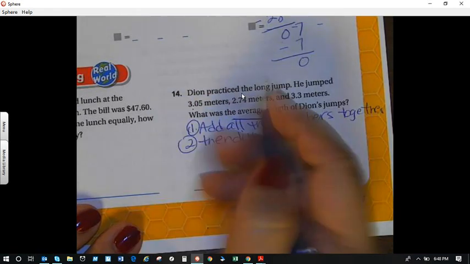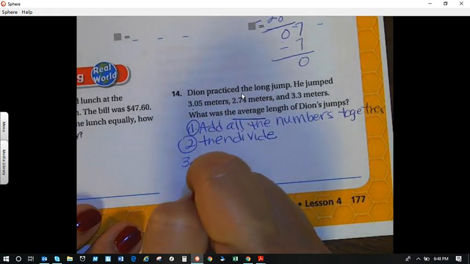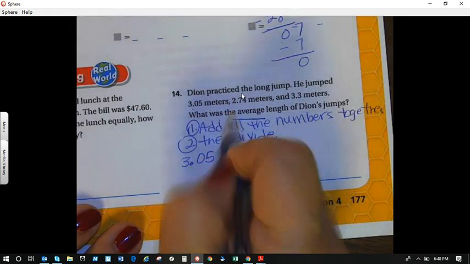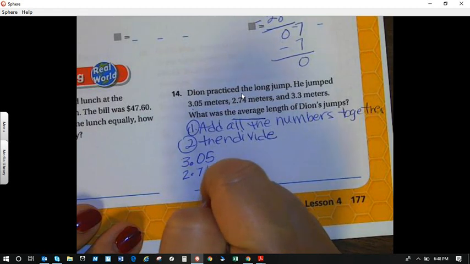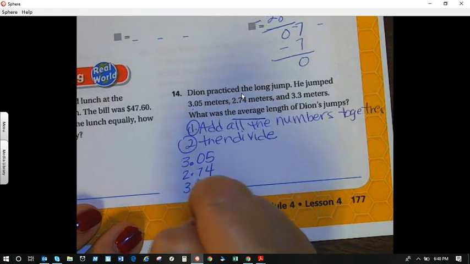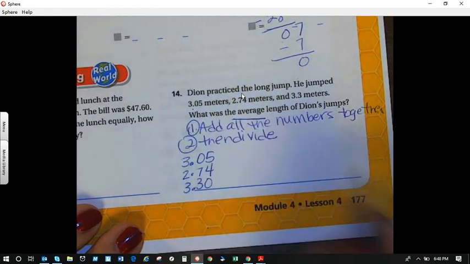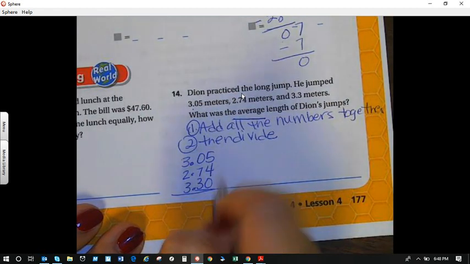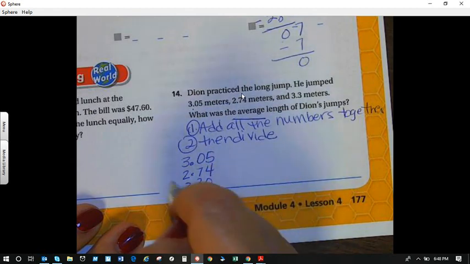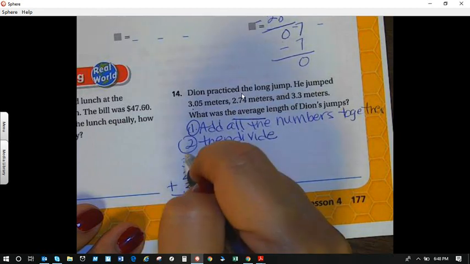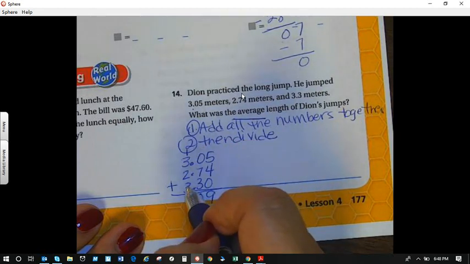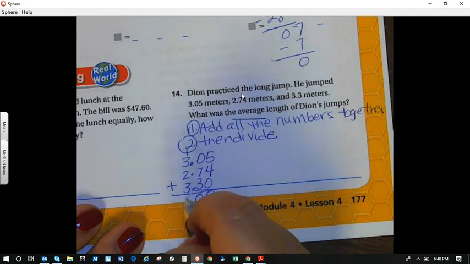So here, first things first, with adding, we have to line up our decimals. So 2, that's 3 500ths, 2 74 hundredths, 3 3/10. I'm going to put a 0 here because 0 is my hero to hold the spot. 5 plus 4 is 9. 7 plus 3 is 10. Carry my 1. 3 plus 3 is 6, plus 2 is 8, plus 1 is 9. And again, I'm going to bring down my decimal.